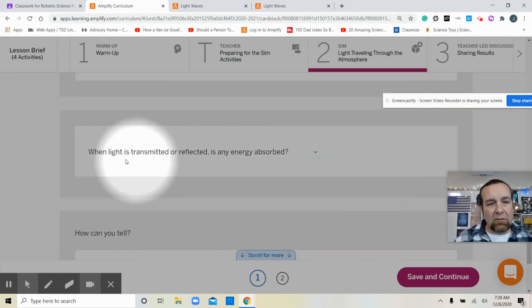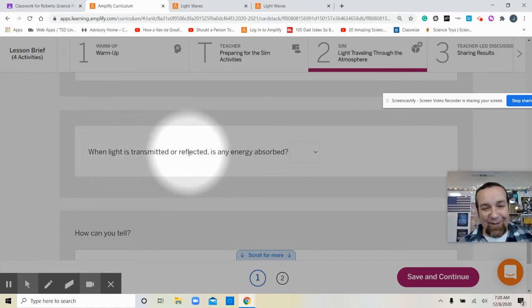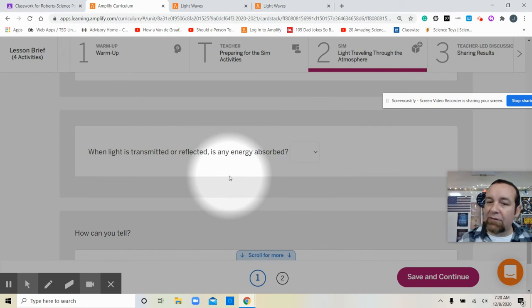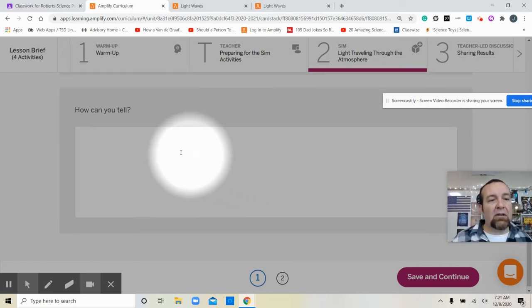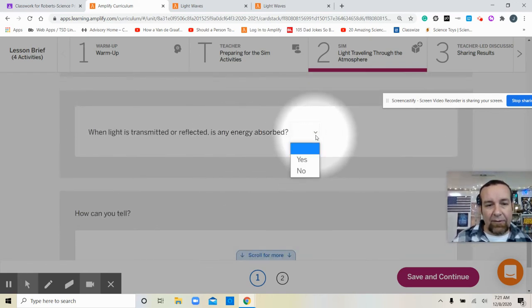For this one, when light is transmitted or reflected, is any light absorbed? That is a yes or no question. You're going to answer that one on your own, and then how can you tell? So that has to do with this.